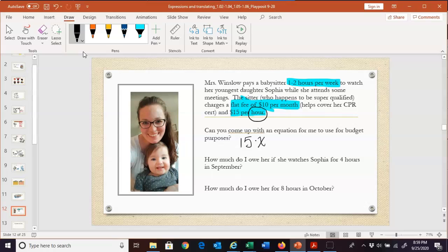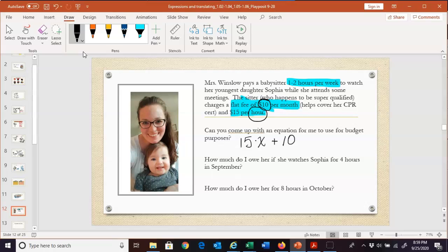The constant, the thing that never changes unless the sitter changes her mind, is this $10 per month, that flat fee. So we're going to add on the 10 here. Now remember, that's for a month. And we should probably use this equation based on the number of hours she watches her for a month.